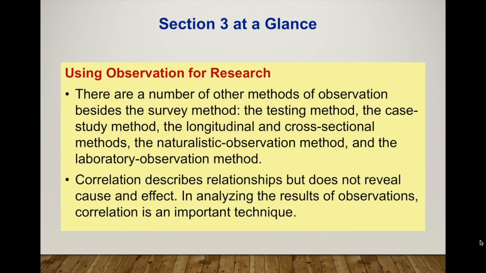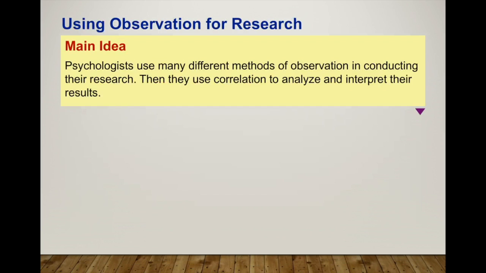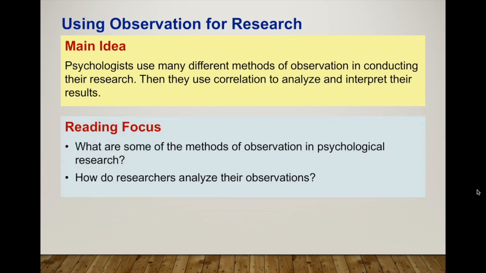Correlation describes relationships, but it does not reveal cause and effect. In analyzing the results of observations, correlation is an important technique. Our main idea: psychologists use many different methods of observation in conducting their research. Then they use correlation to analyze and interpret their results.